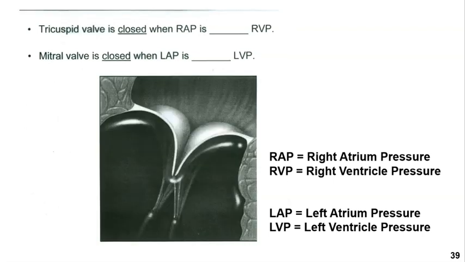The valves will close when the pressure in the atria is less than the pressure in the ventricles. And the pressure in the atria is going to be lower than the pressure in the ventricles when the ventricles begin contracting, and when the ventricles are contracting. So therefore, the tricuspid valve is closed when the right atrium pressure is less than the right ventricle pressure. And the bicuspid valve is going to close when the left atrium pressure is less than the left ventricle pressure.